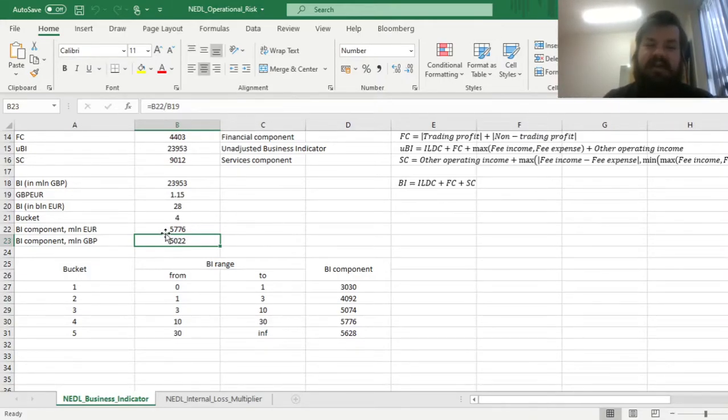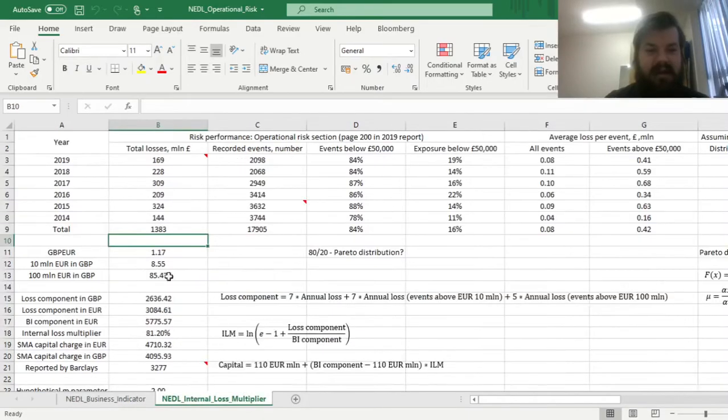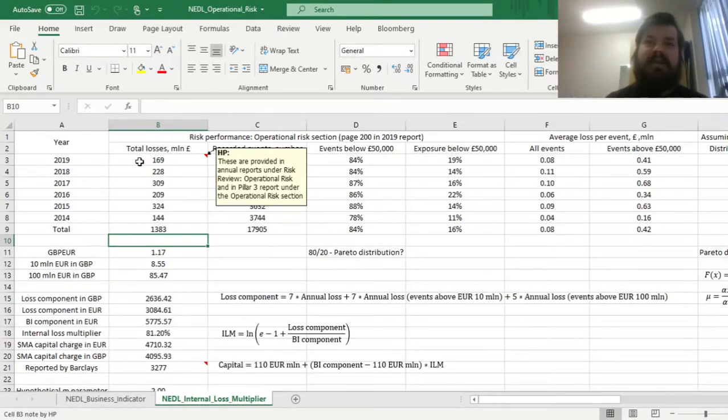However, it's not yet enough to get our business indicator component, either in euros or in pounds, to calculate our operational risk capital charge. Again, if we are in bucket 1, that would be enough, but we're in bucket 4, so we need to calculate our internal loss multiplier as well. And there is no way to calculate the internal loss multiplier as per the Basel methodology other than to use internal operational loss data.